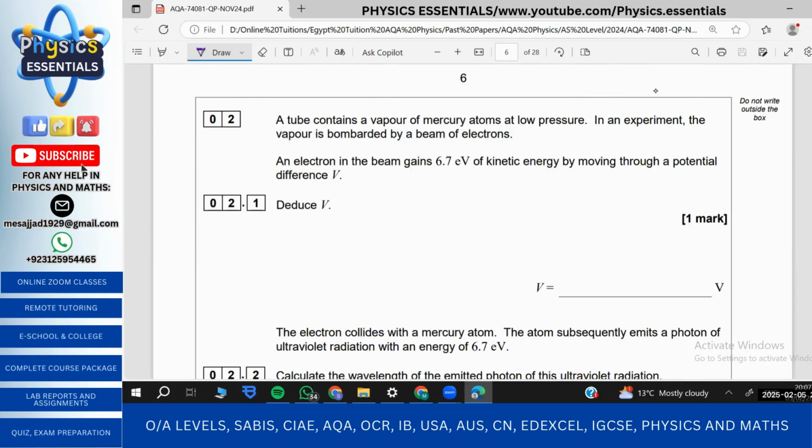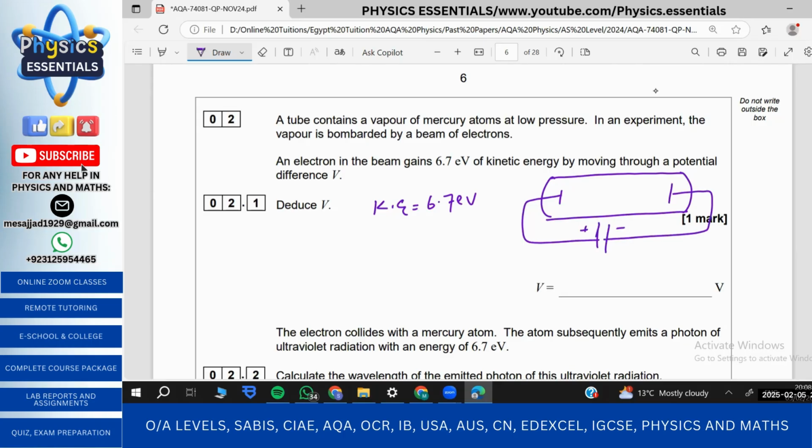Question number 2. A tube contains a vapor of mercury atoms at low pressure. In an experiment, the vapor is bombarded by a beam of electrons. An electron in the beam gains 6.7 eV of kinetic energy by moving through a potential difference V. Deduce V. Okay, so what is the kinetic energy that your particle is having? 6.7 eV, right? And how much is the potential difference that you have to accelerate? So it's very obvious that if you want to accelerate something in here, like that, this is positive, this is negative.